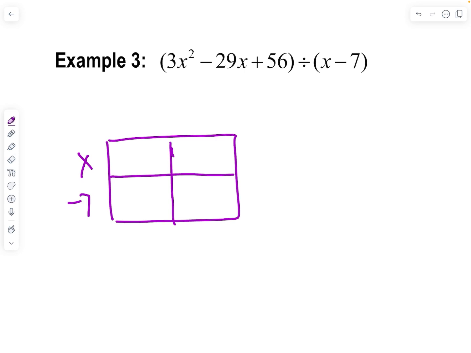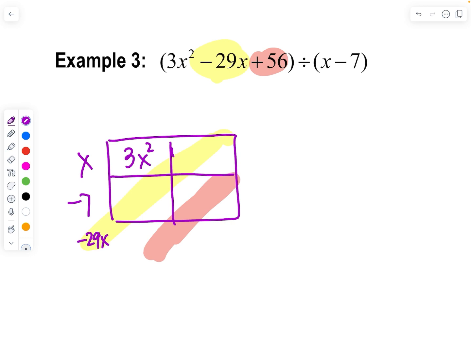The very first term, 3x squared, is going to go in this box. Now here's the key for these pieces. This minus 29x is created from this diagonal row right here. And this positive 56 is just from this last box here. So what that means is whatever's in those 2 boxes needs to add up to these 2 numbers here. So I'm going to start from the outside in the upper left-hand box.